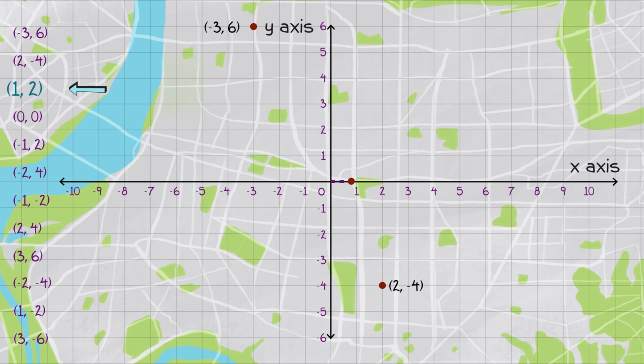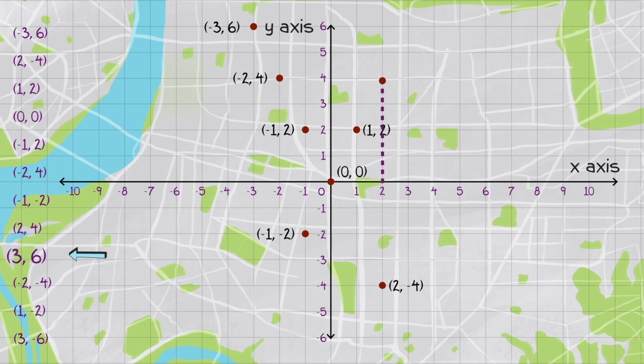This means that we should shift 1 unit to the right of the origin and then move up by 2 units. In case of the fourth robbery, both the x and y values are equal to 0. This means that we don't need to move either left, right, up, or down. The same technique can now be used to plot the coordinates of all other robberies.